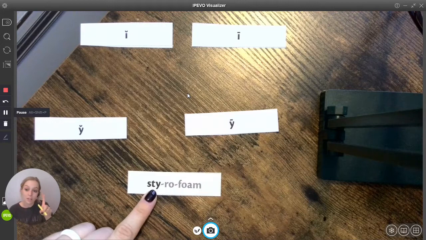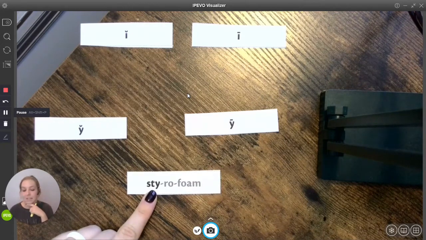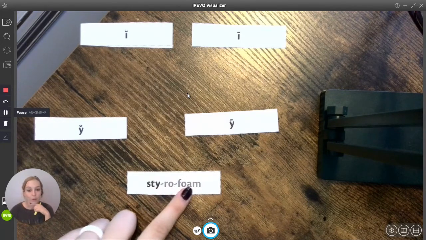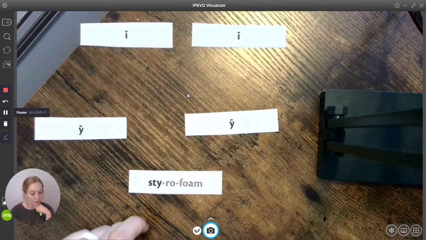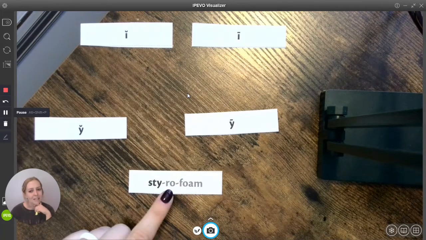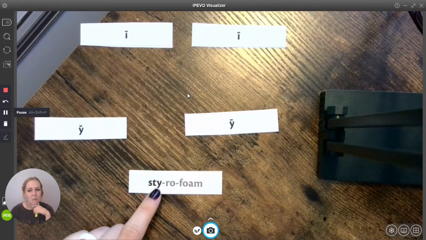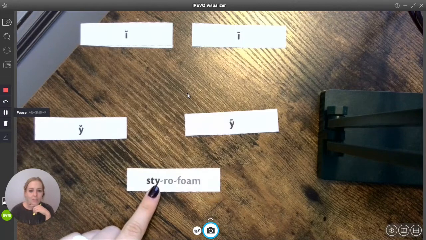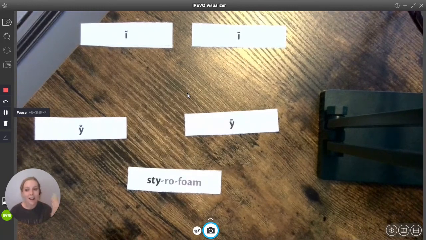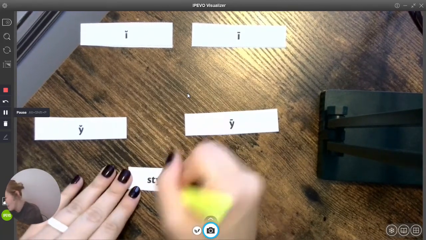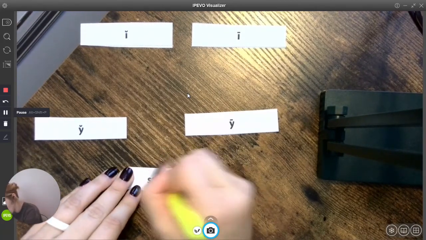So first, the short sound, styrofoam, styrofoam. Okay, if that doesn't make sense, which I don't know if it does. This is a big word. Let's try the long I sound. Okay, so styrofoam. Oh, styrofoam. I know that word. It is a long sound.